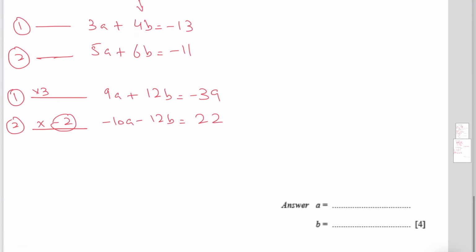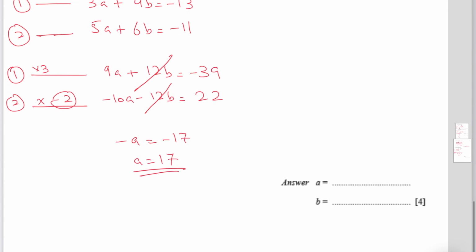So now 12b and negative 12b cancel each other out. 9a minus 10a gives us negative a. Negative 39 minus 22 gives us negative 61. So a comes out to be 61. That's the first value. Let's find the value of b.